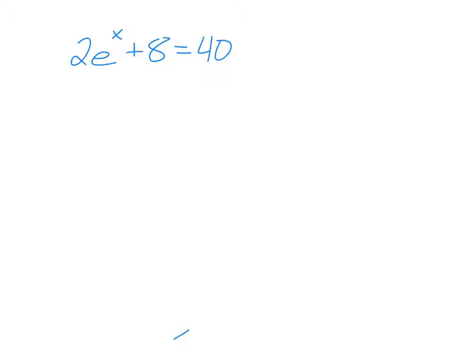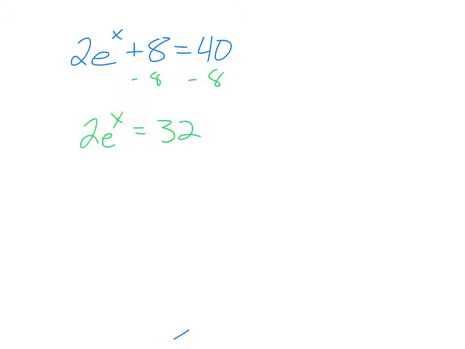But we have to get x by itself, so what are we going to do? Subtract 8. All right, subtract 8 from both sides. Good. So then 2e to the x equals 32. So you could do that if you did what? Divide by 2.